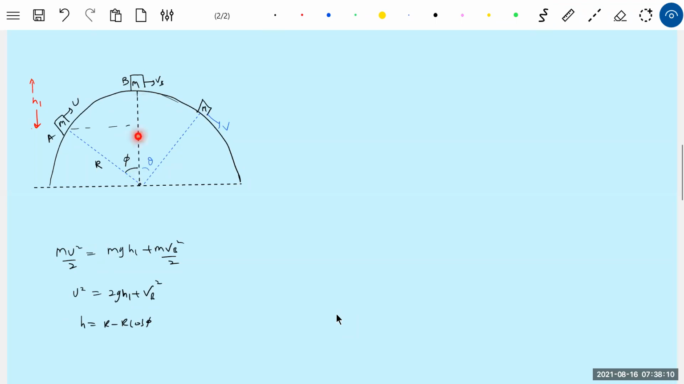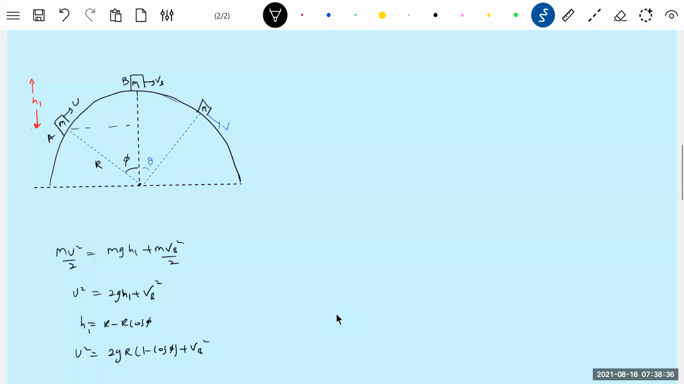This total radius is r, no? So therefore what is h1? R minus r cos phi will become this value. Sorry, this one, this is r cos phi. R minus r cos phi will be this particular h1. Let me substitute that. U square equal to 2g r times 1 minus cos phi.